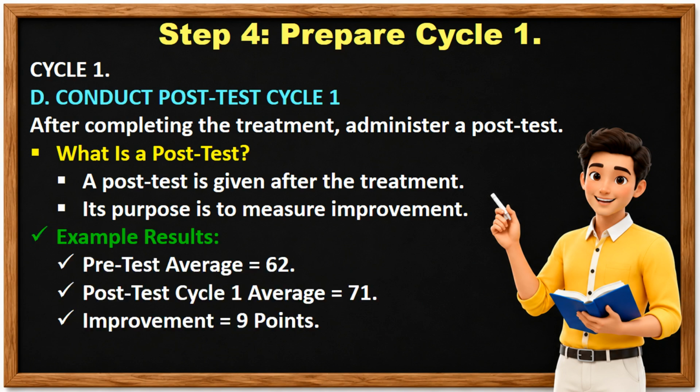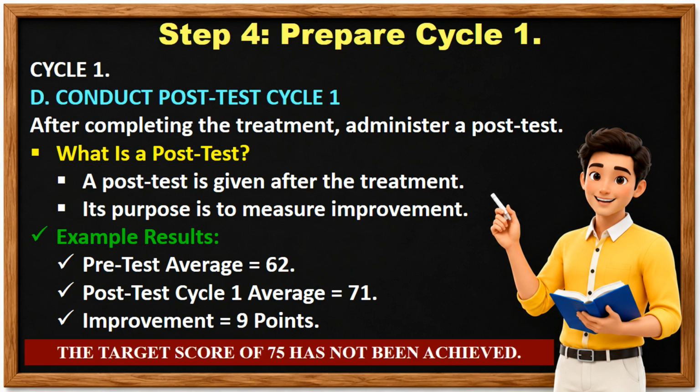Example results: pre-test average equals 62. Post-test cycle 1 average equals 71. Improvement equals 9 points. This indicates progress. However, the target score of 75 has not been achieved.